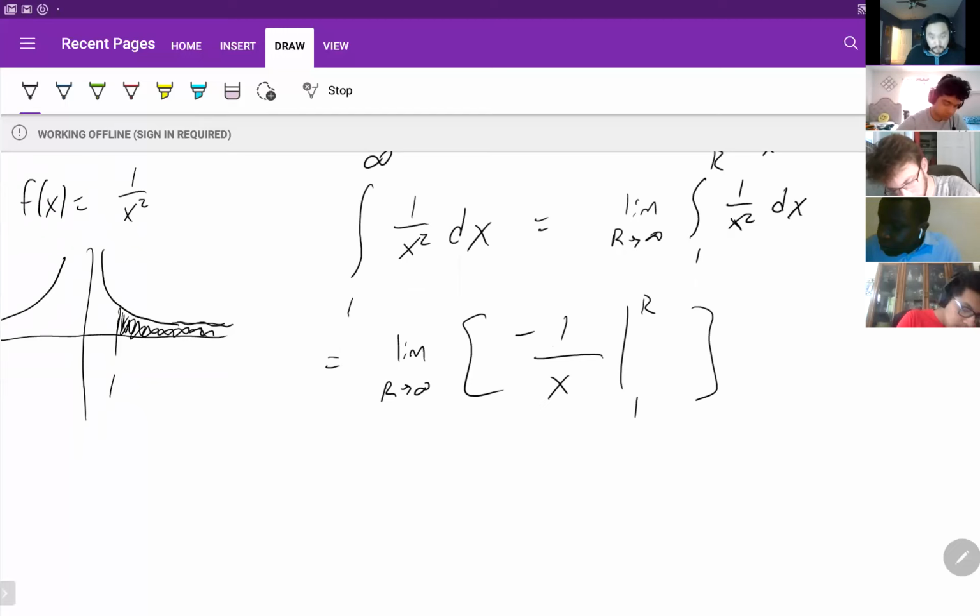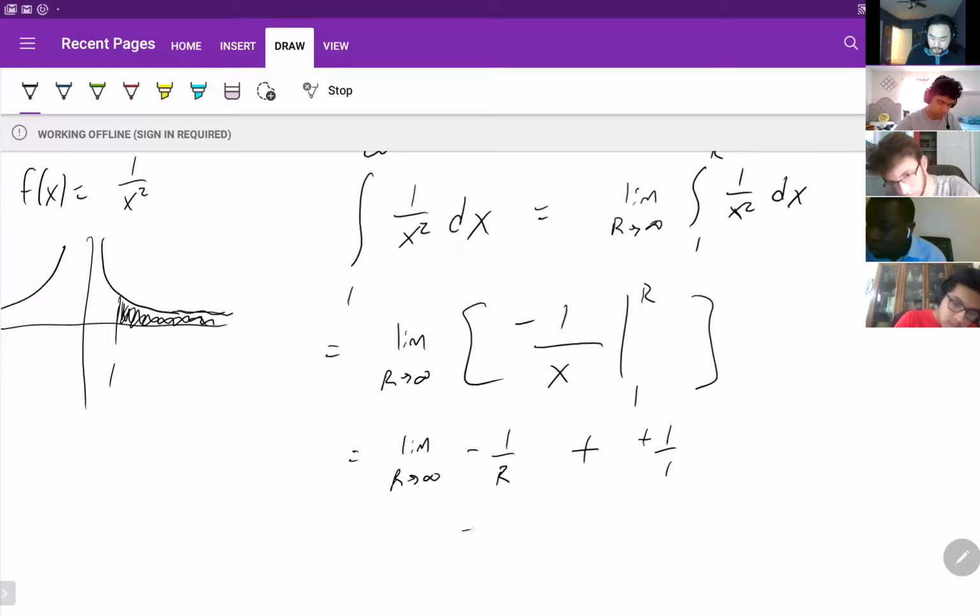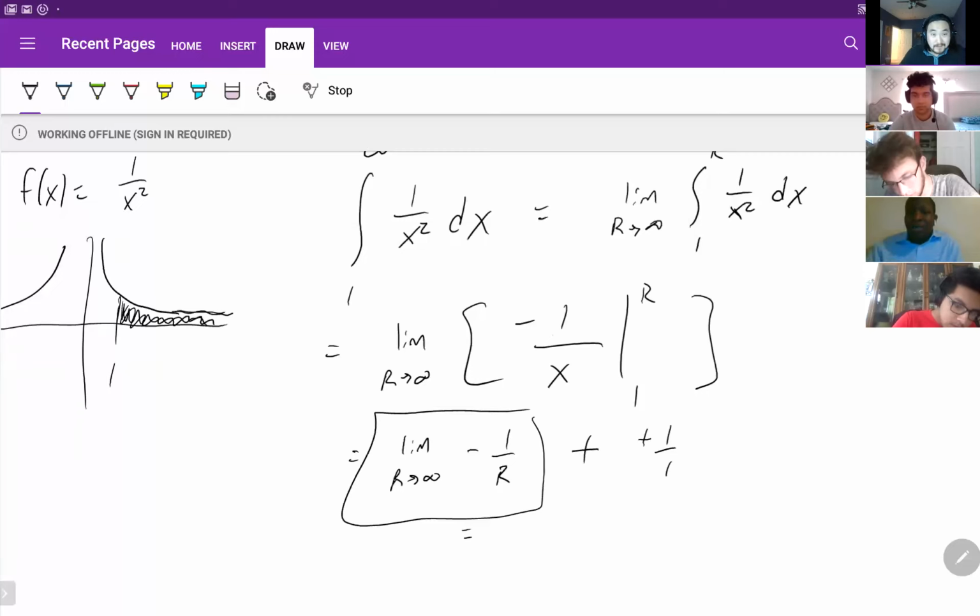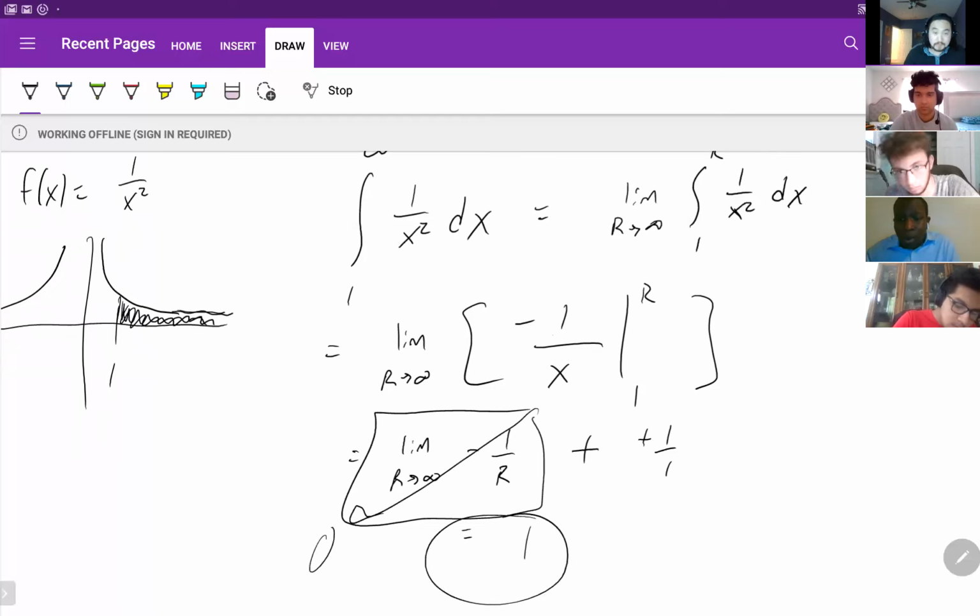I'm going to plug in my upper bound. I get the limit as r goes to infinity of negative 1 over r minus, just like before, it's just a number, so I'm going to get negative 1 over 1. So this becomes positive. And then, oh my gosh, anyone see it? What's going to happen? The limit of negative 1 over r is 0. That first piece is going to go to 0, leaving you with 1.